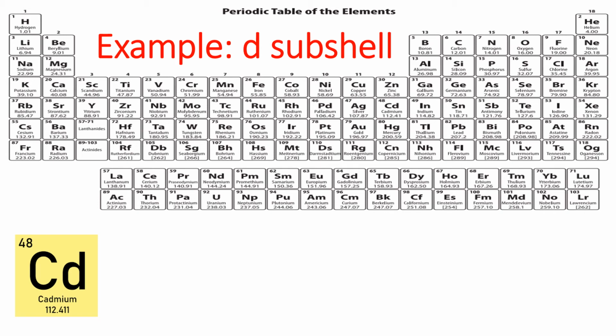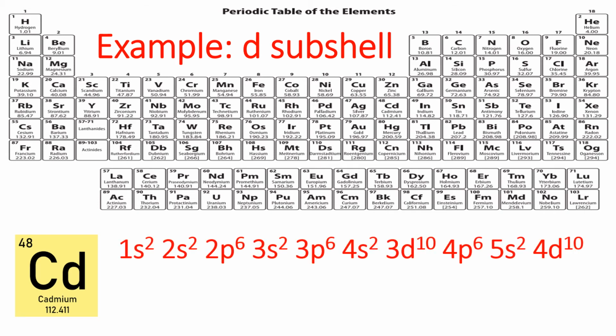Now, let's try to look at another example. You can pause this video to think of your electron configuration for cadmium. Okay, let's reveal the answer. For cadmium, you will have your electron configuration this way.